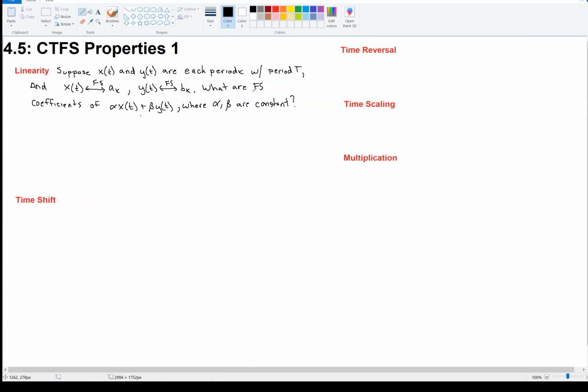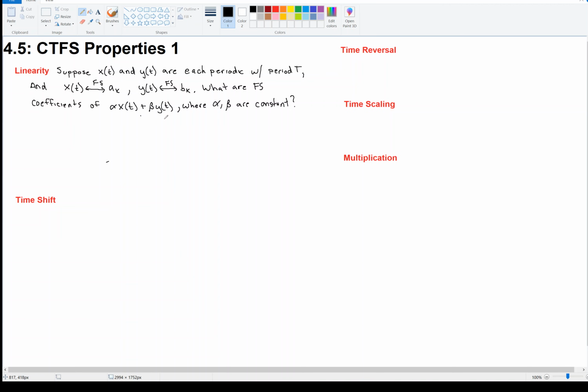Then maybe we want to know what are the Fourier series coefficients of alpha times x of t plus beta times y of t, where alpha and beta are constant, possibly complex constants. So this is called a linear combination. We have maybe 0.5 x of t plus 3 times y of t. We have a mixture now of these two signals whose Fourier series we know. What are going to be the Fourier series coefficients of this new mixture?